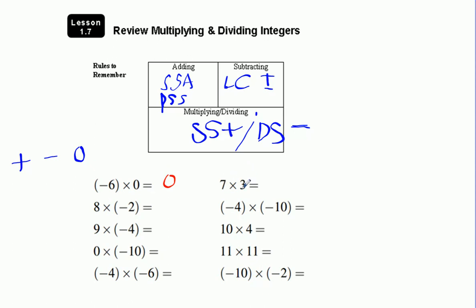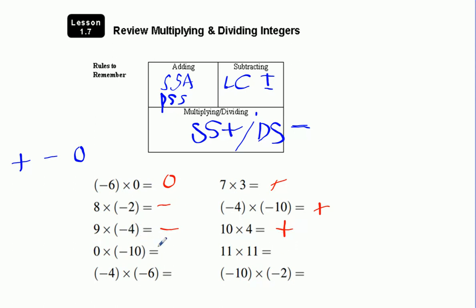7 times 3, those are both positive. They have the same sign, so my answer is going to be positive. 8 times negative 2, different signs, so my answer is going to be negative. Negative 4 times negative 10, those have the same signs, so my answer is going to be positive. 9 times negative 4, those are different signs, so my answer is going to be negative. 10 times 4, those are both positive numbers, so my answer will be positive.